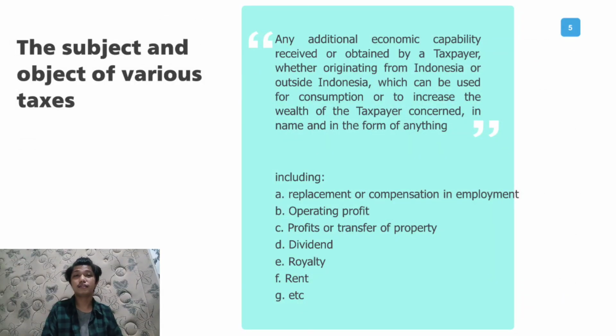In this slide, we'll tell you about the subject and object of various taxes. Any additional economic capability received or obtained by a taxpayer, whether originating from Indonesia or outside Indonesia, which can be used for consumption or to increase the wealth of the taxpayer concerned, in any name and form, including: A. Replacement or compensation in employment, B. Operating profit, C. Profits or transfer of property, D. Dividend, E. Royalty, F. Rent, and any other.